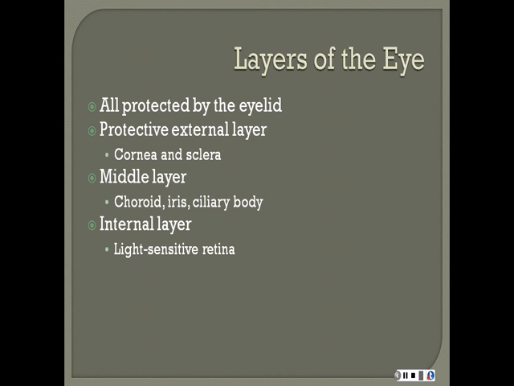So the front of the eye is covered by 3 different layers, all protected by the eyelid. The external layer is a protective layer, and that is the cornea and the sclera. And then the middle layer has the choroid, the iris, and the ciliary bodies. And then the inner layer is where the retina is, which is light sensitive.